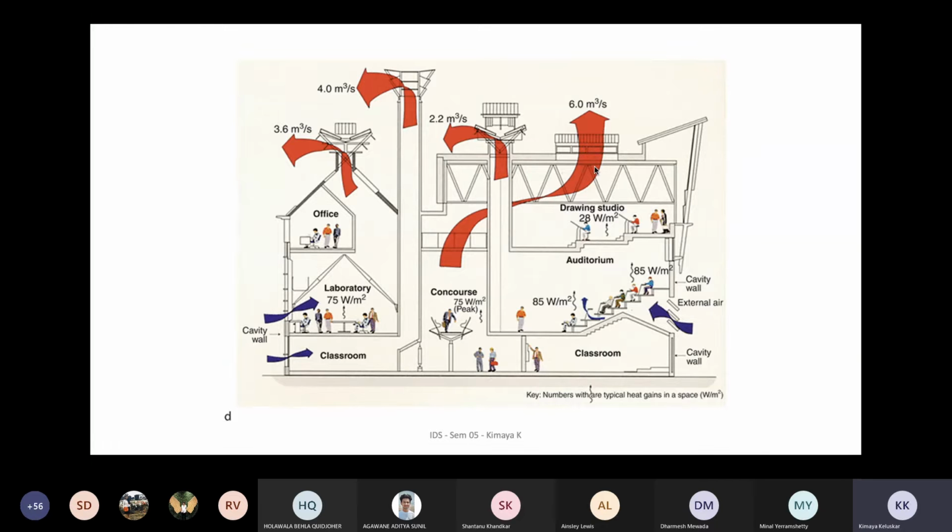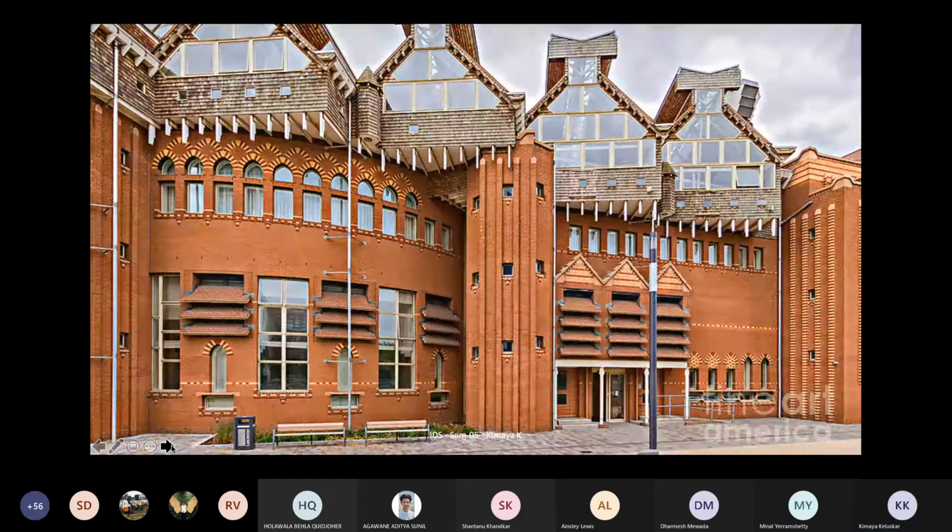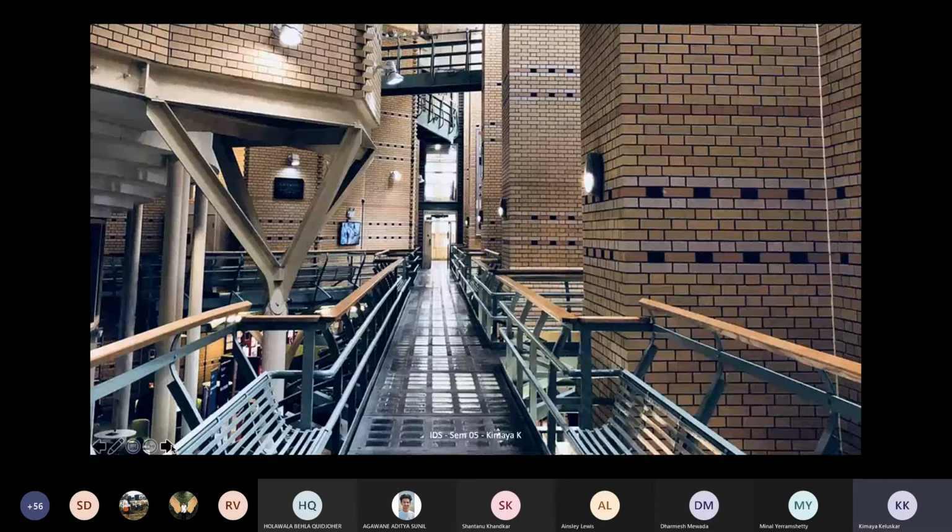The concourse that we saw, or the bridge, was this one that I was talking about, and these were the walls that you could see in that picture. This picture was talking about that.